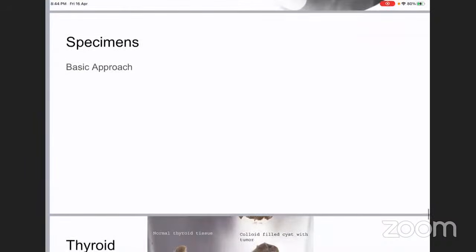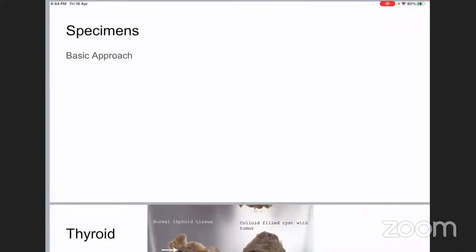So what do you see here? What is the pathology here? So it is diverticulosis. All those small outpouchings that you see are diverticula. And then specimens, very, very quickly. We don't have any time, I'm sorry.